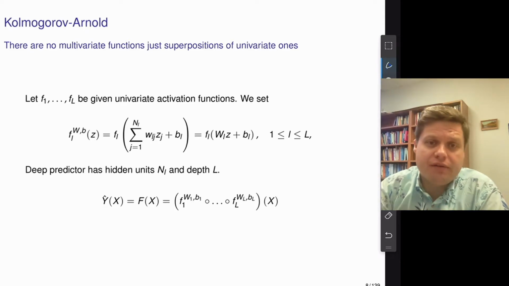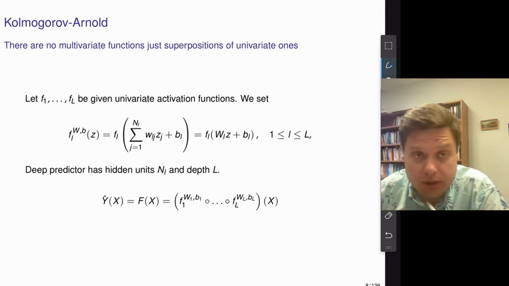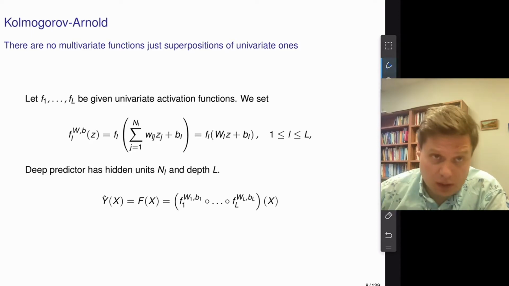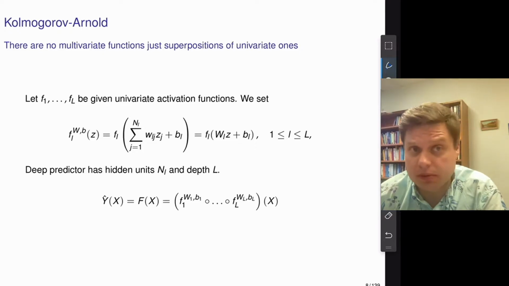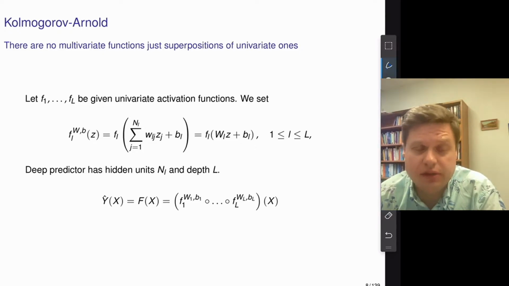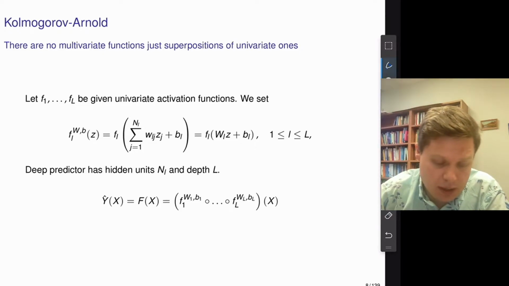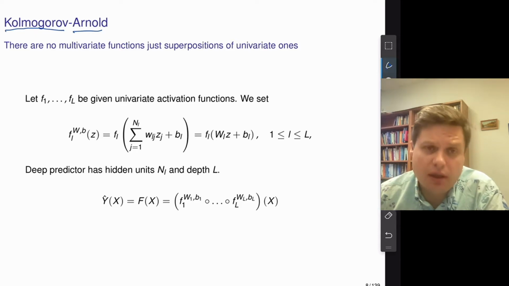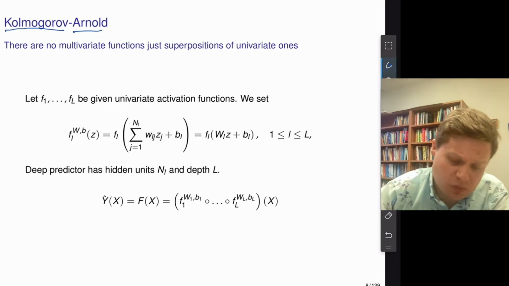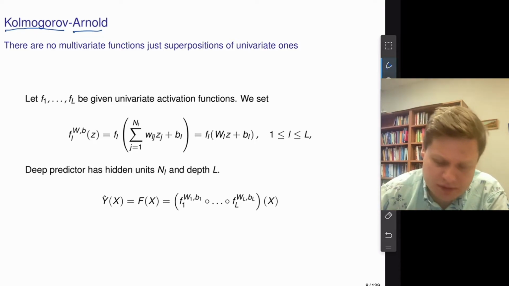One of the theoretical foundations of using deep learning in applied work is this Kolmogorov-Arnold result, which was proved in the late 50s of the last century by Kolmogorov and his student Vladimir Arnold. And the result says the following. If you have a very complex function, essentially what is deep learning? Deep learning is just a very complex function.